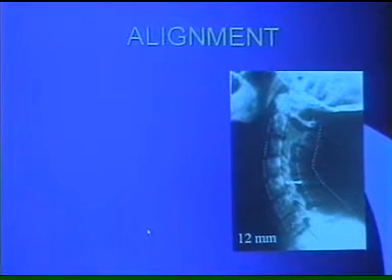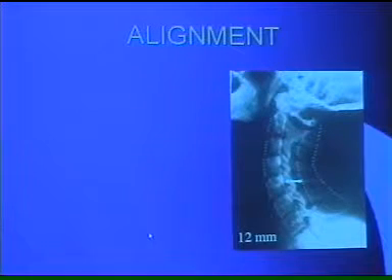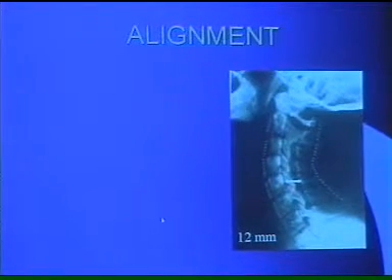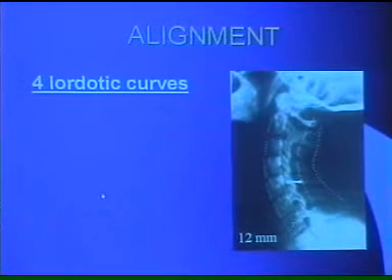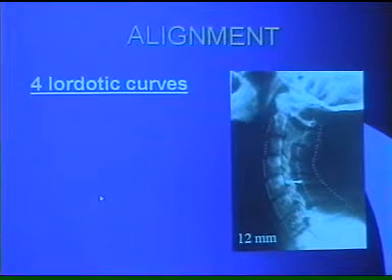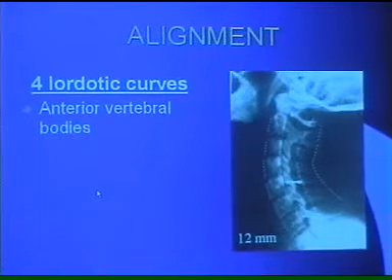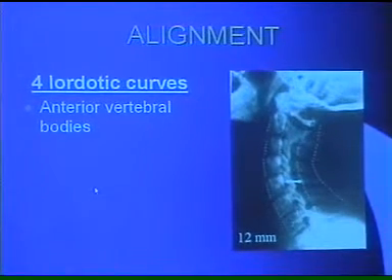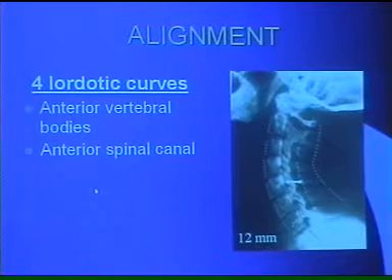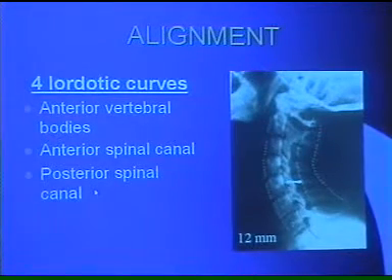Now here's an X-ray where I am trying to explain how to look at an X-ray. Now these are 4 lines, there are 4 lordotic curves in the cervical spine. This is a lateral X-ray. This first line is at the front of the vertebra, the second is at the back of the vertebra, the second line is in front of the spinal canal, then the third line is behind the spinal canal, and the fourth line is over the spinous processes.